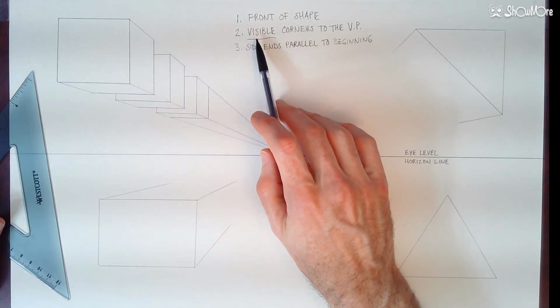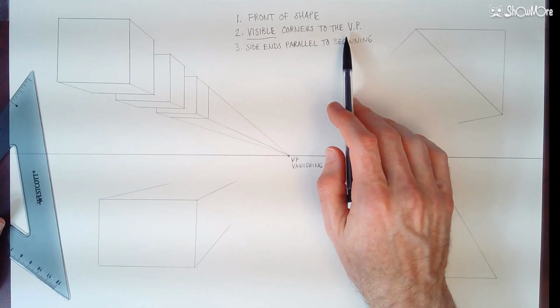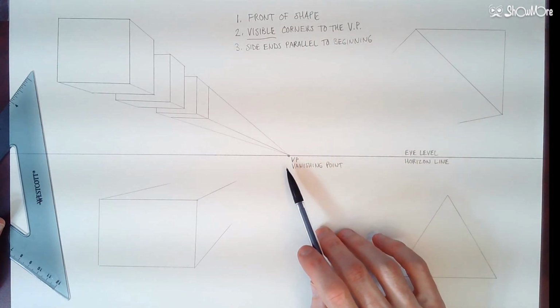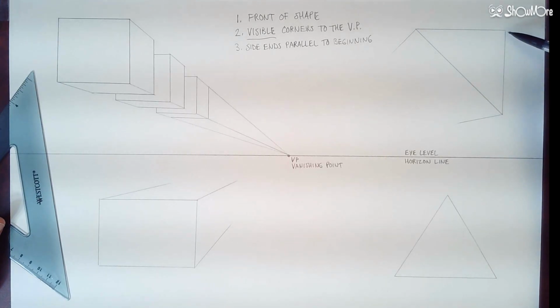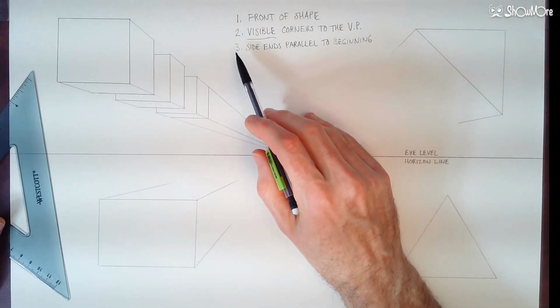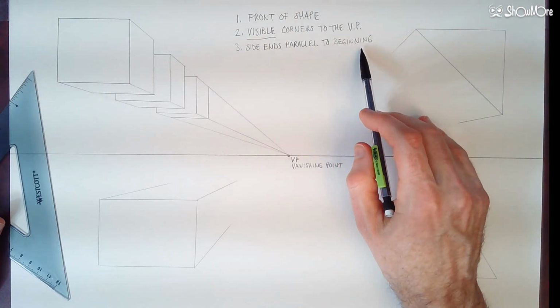Step two, connect any visible corners to the vanishing point. That's what VP stands for. This is your vanishing point. So that corner is visible, this corner is visible, this corner is behind the shape, so I don't draw it. Okay? And then sides end parallel to however they begin.